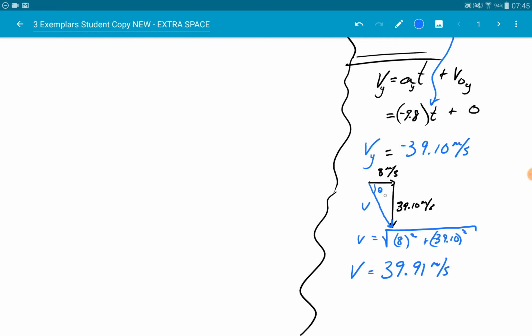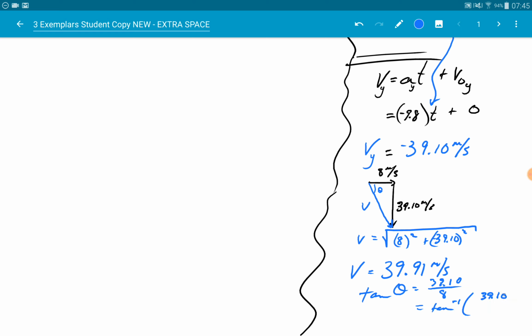You can use sine, cosine, or tangent to find that angle measurement there. And we could use any one of them. I'm going to go ahead and use tangent because I have both of the legs of the triangle listed there. So tangent of theta is going to be equal to the opposite, which is the 39.10, divided by my 8. And again, we do inverse tangent on both sides there.